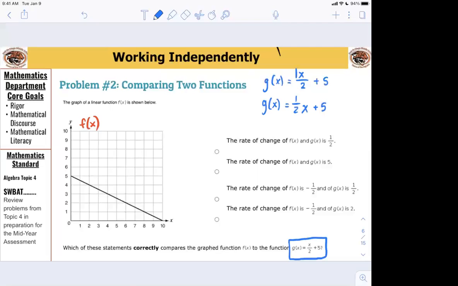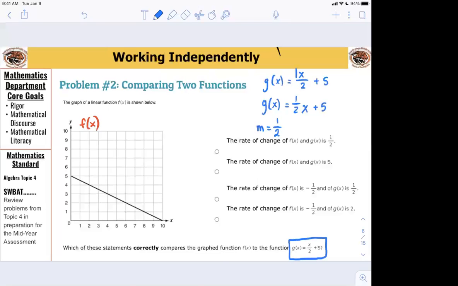So see what they did? They put that x within the fraction instead of leaving it next to the fraction. But it was the same thing. So that was I think the challenging part of this problem, because once you do that, everything makes a lot more sense. What is the slope of g of x? 1/2.